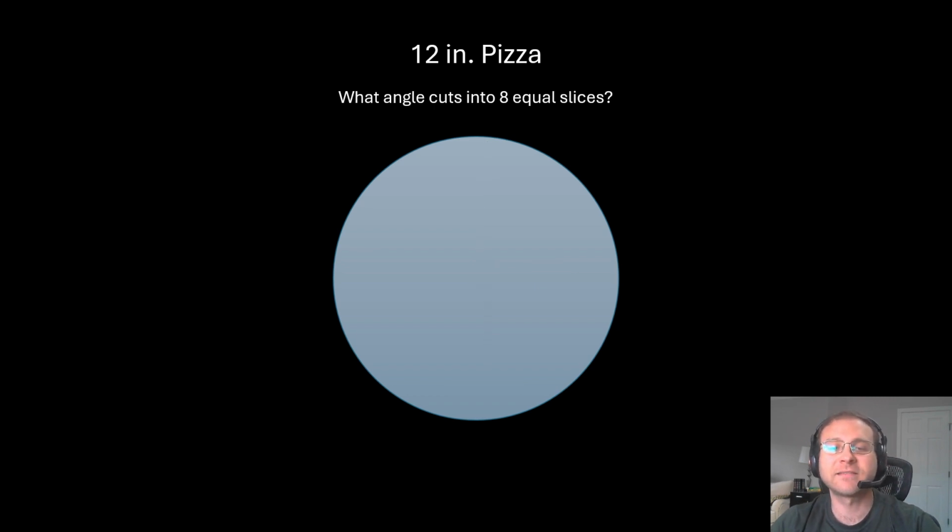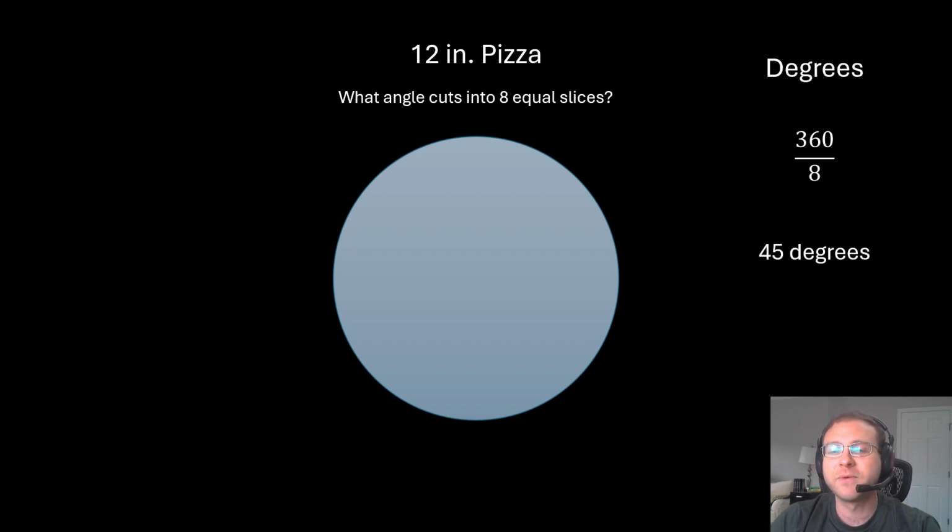Now let's say our task is to cut this pizza into 8 equal slices. If we want to know what size angle we should use to cut each slice, we could find that angle using degrees or using radians. Let's look at how to do that using each, degrees and radians. For degrees, we know that 360 degrees represents the whole pizza. So if we want to slice the pizza into 8 equal slices, we just divide that 360 by 8, and we get 45 degrees. That's pretty straightforward.